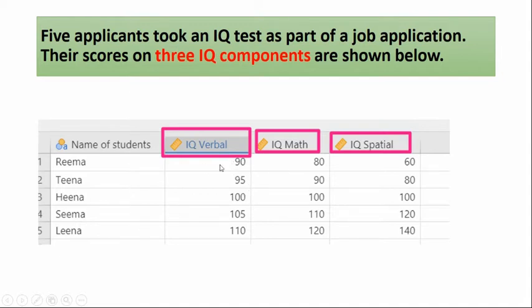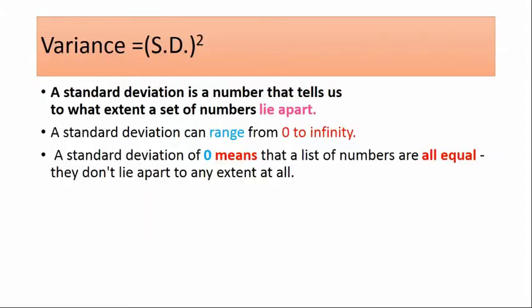Their marks in IQ verbal were 90, 95, 100, 105, 110. In IQ math we can check 80, 90, 100, 110, 120. In social 60, 80, 100, 120, 140. Let's discuss the homogeneity of variance. Variance means standard deviation squared.